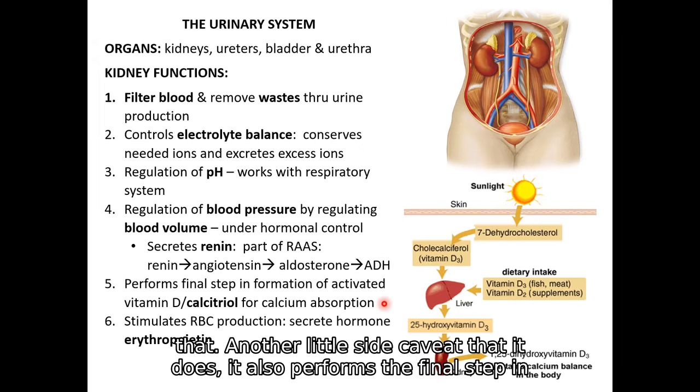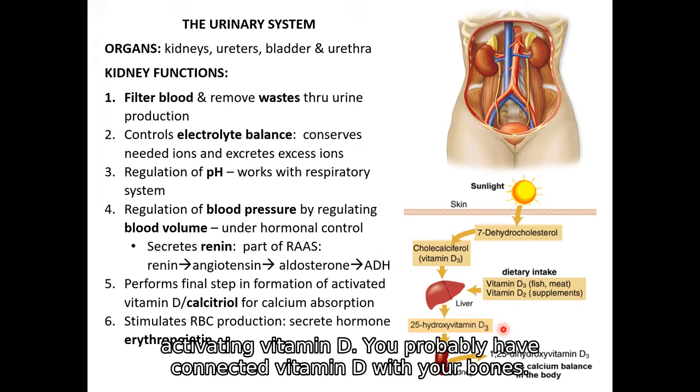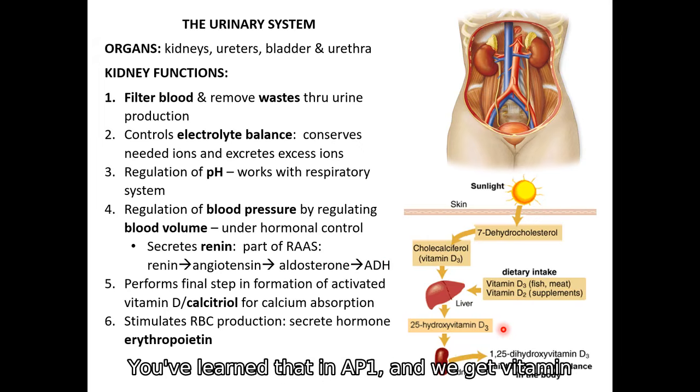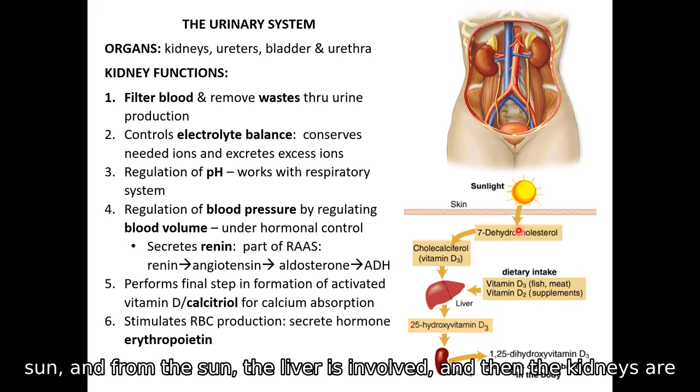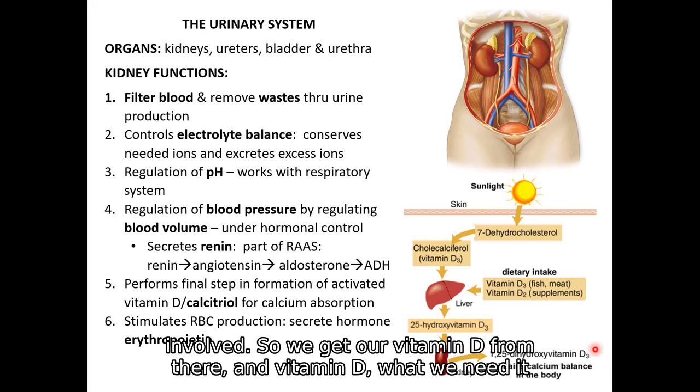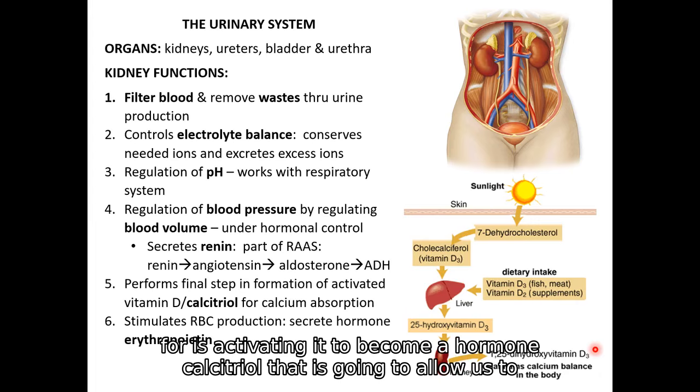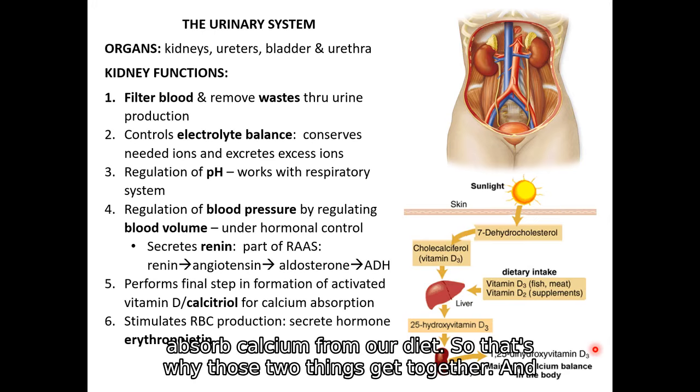Another little side caveat: it also performs the final step in activating vitamin D. You probably have connected vitamin D with your bones. You've learned that in AP1. We get vitamin D from our diet, but also from the sun. From the sun, the liver is involved, and then the kidneys are involved. What we need vitamin D for is activating it to become a hormone, calcitriol, that allows us to absorb calcium from our diet. So that's why those two things go together.